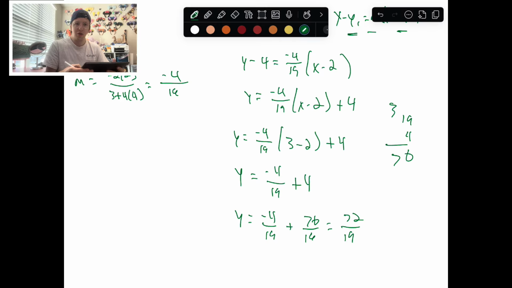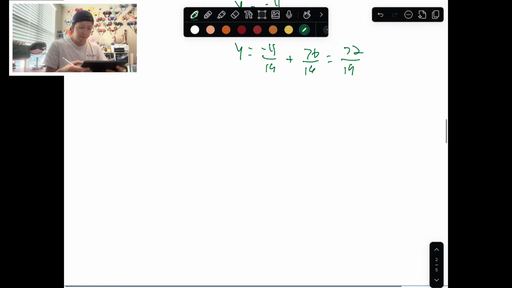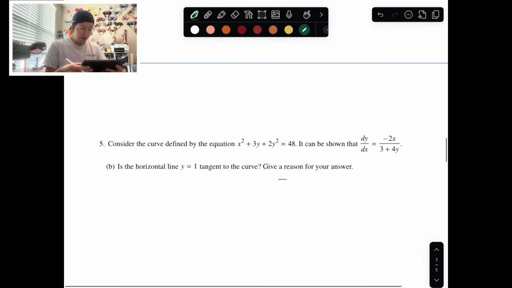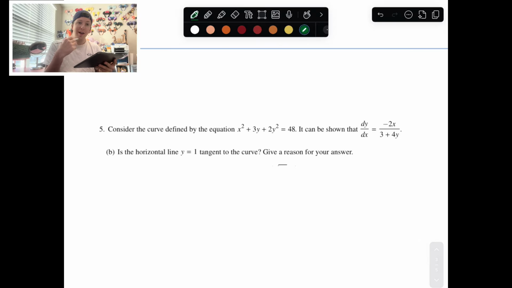All right, let's go on to problem B. So they're saying, is the horizontal line y is equal to 1 tangent to the curve? Give a reason for your answer. Okay, so right here, horizontal line, tangent to our curve. We know that if that is true, the dy over dx at this point has to be equal to 0. That's what we need to know, that dy over dx has to be equal to 0 for it to be horizontal.